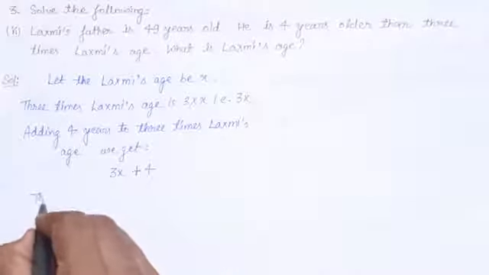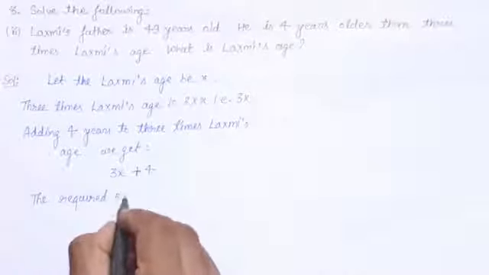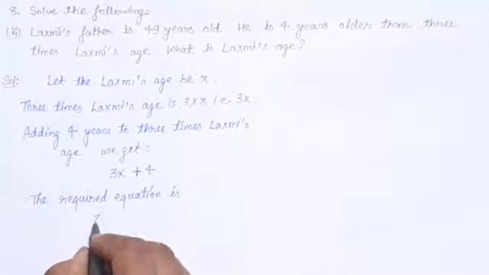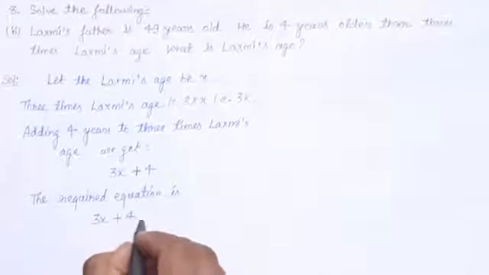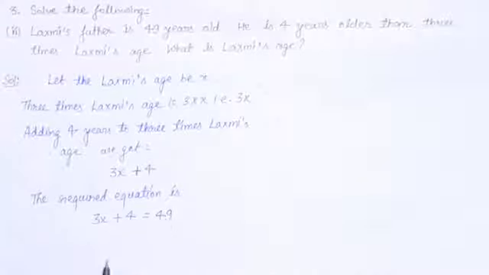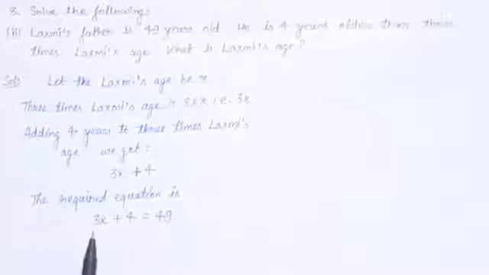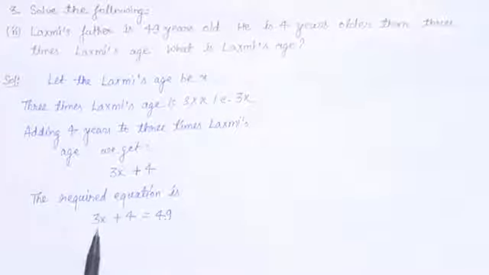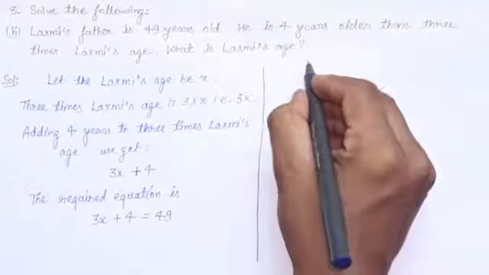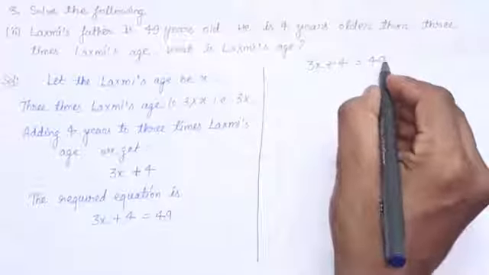So the required equation is 3x plus 4 equals 49. So this is our required equation in which x is Lakshmi's age. So we have to solve this particular equation in order to determine the value of x. So let us see the solution. So the equation we have given is 3x plus 4 equals 49.